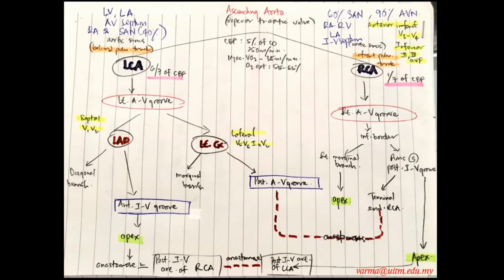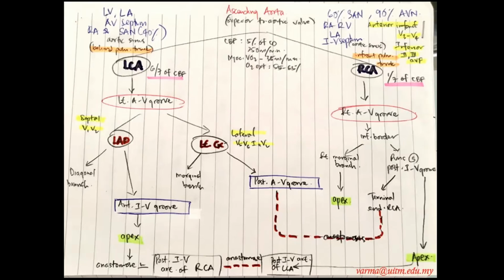So you see, RCA supplies 60% of SAN, 90% of AVN, because all your nodes are on the right side, right? So the right side is the major supply for your nodes. Okay, 90%, and it supplies the RA, RV, partly the left atrium, and the interventricular septum. Then your left coronary artery supplies your LV, LA, atrioventricular system. SAN is 40%. So totally the left coronary artery supplies almost 70 to 80%, only 20% by your RCA.